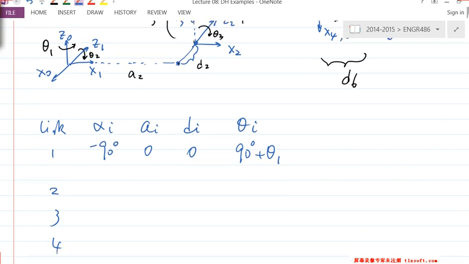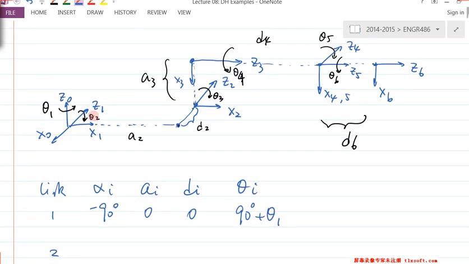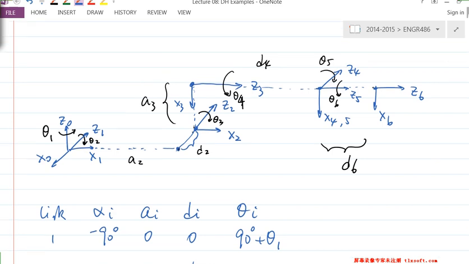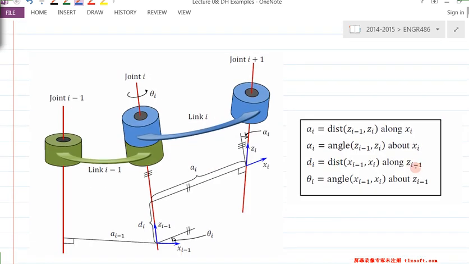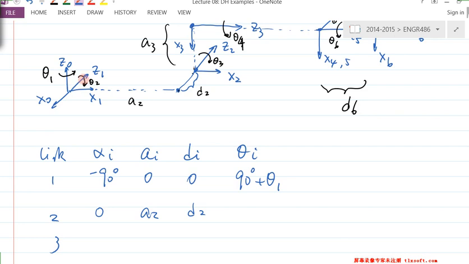So keep going. What's the second row here? Second row is comparing frame 1 with frame 2. Alpha is the angle between the two z-axes, which is 0. And A is the distance between the two z-axes, so A2. D is the distance between the two x-axes, x2 and x1, so D2. And D2, if you remember, is along z1, along the direction. So that's fine, it's positive. And theta between the two x-axes is 0, right? So, third row.